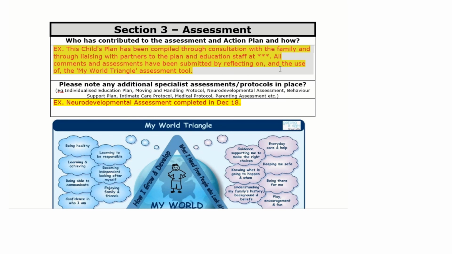Like the child may have already contributed. The child should have gone through the My World Triangle with a staff member ahead of this meeting taking place anyway.